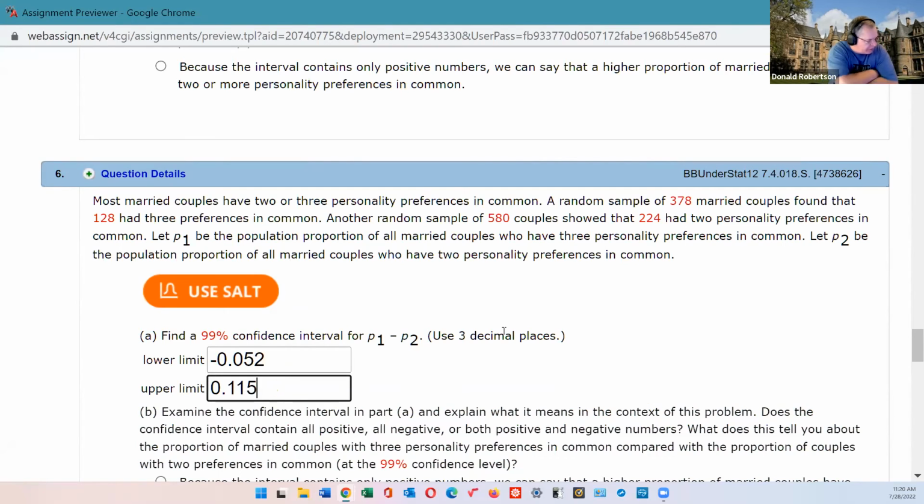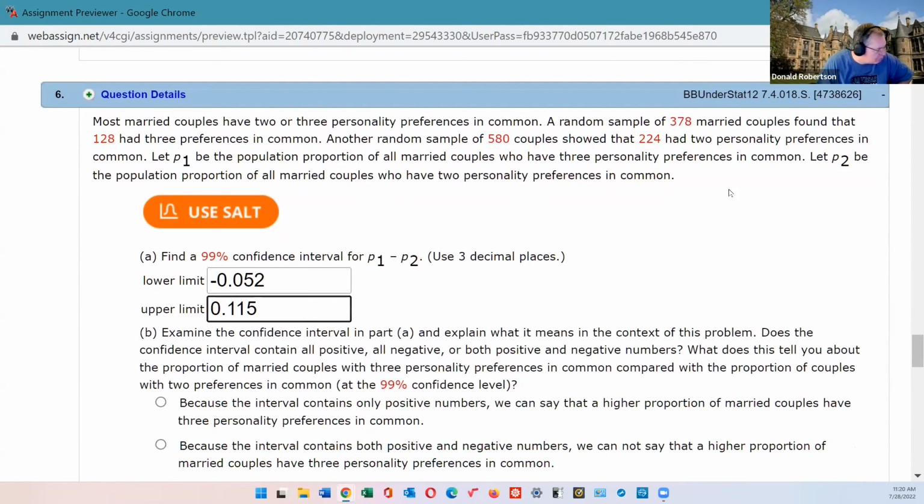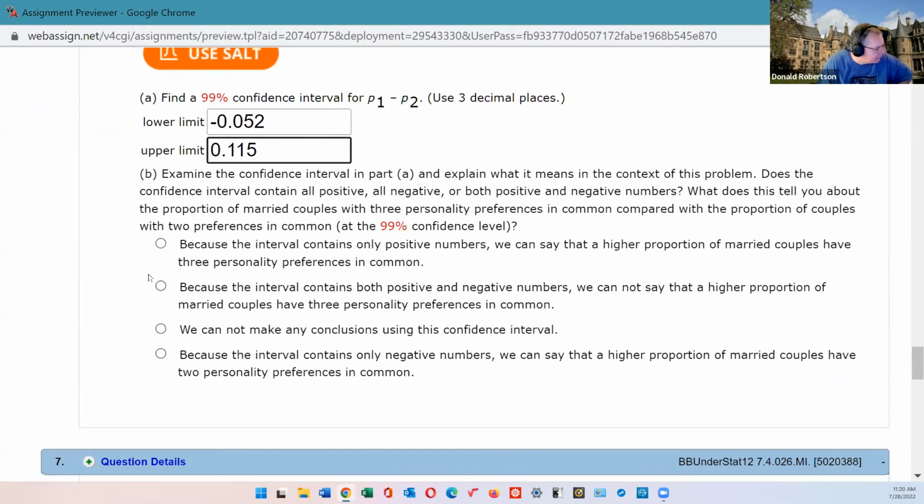Now, since this interval is both negative and positive numbers, isn't that inconclusive? We really don't know if more people have 2 things in common compared to 3 or vice versa, right? Can't really tell. And so you should pick which. So in this case, it would be that one.